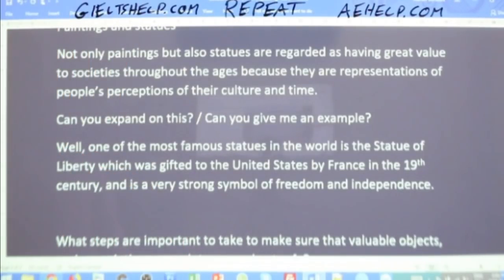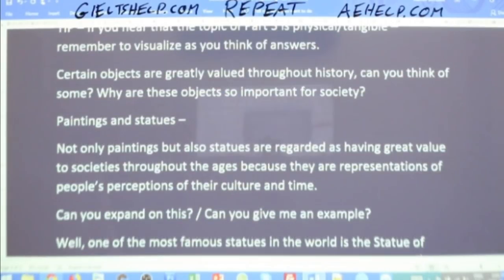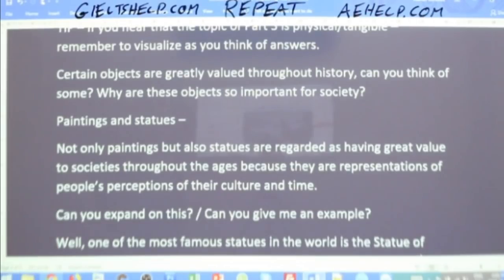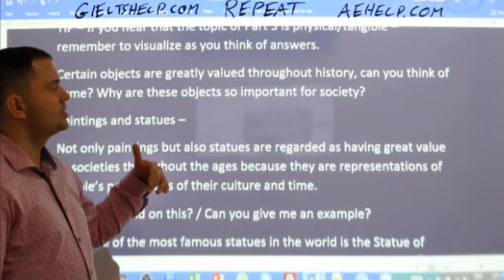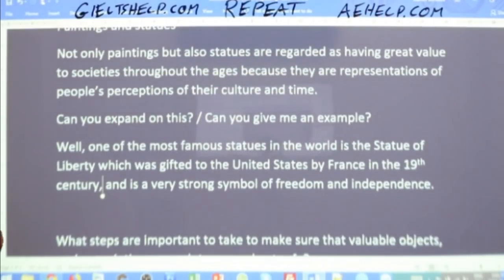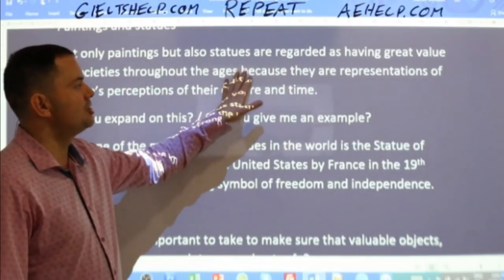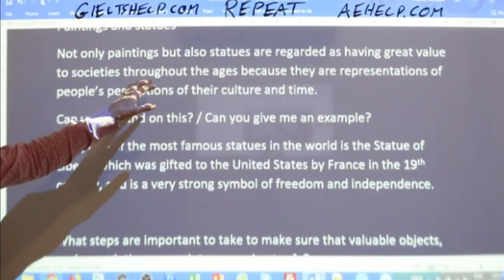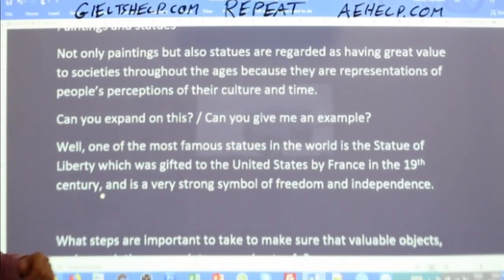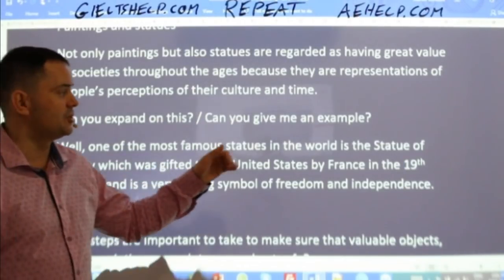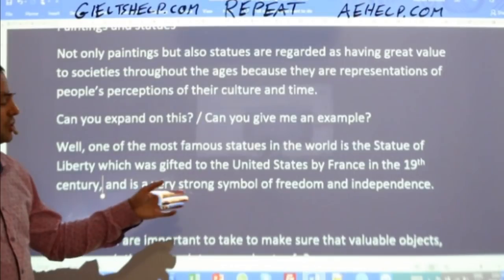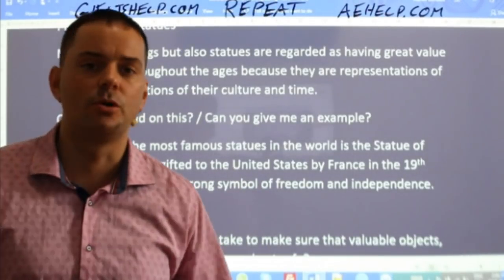Okay, so repeat after me from the top, students. I'll go nice and slow, okay? Repeat after me. Certain objects are greatly valued throughout history. Can you think of some? Why are these objects so important for society? Okay, keep repeating. Repeat my intonation, my pronunciation. Not only paintings, but also statues are regarded as having great value to societies throughout the ages because they are representations of people's perceptions of their culture and time. Can you expand on this? Well, one of the most famous statues in the world is the Statue of Liberty, which was gifted to the United States by France in the 19th century and is a very strong symbol of freedom and independence. Okay, so that would work.